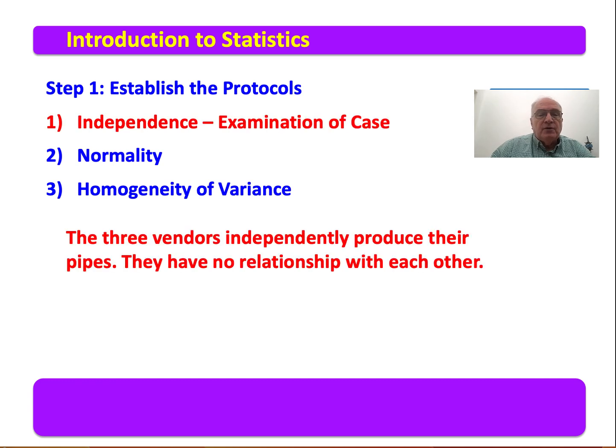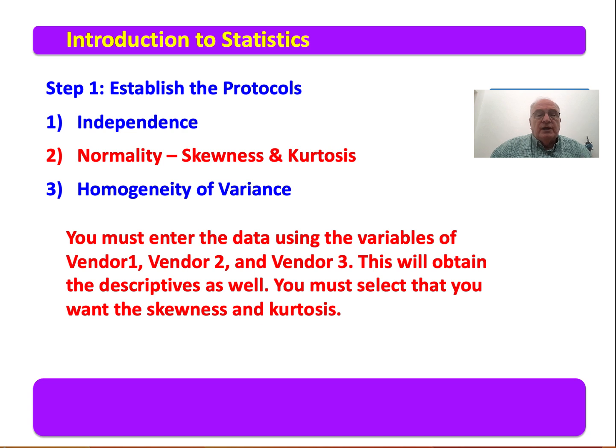We establish the protocols. The independence says that the cases are such that one does not control the other. Now, normality, we identify with skewness and kurtosis, and we have to enter the data using the variables vendor 1, vendor 2, and vendor 3.